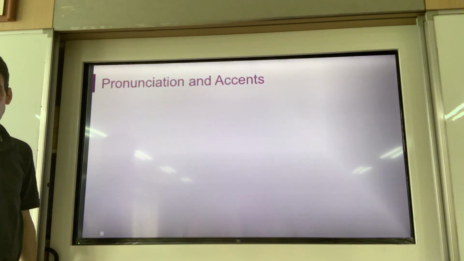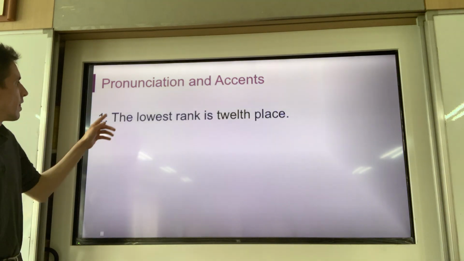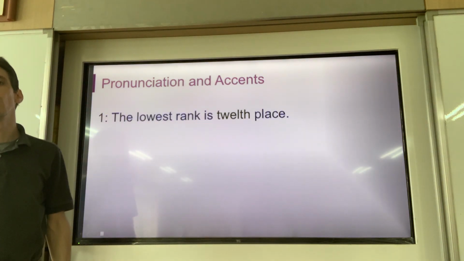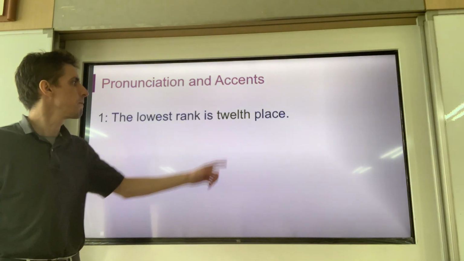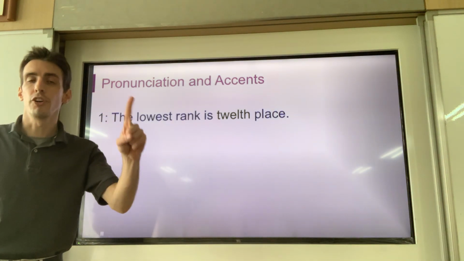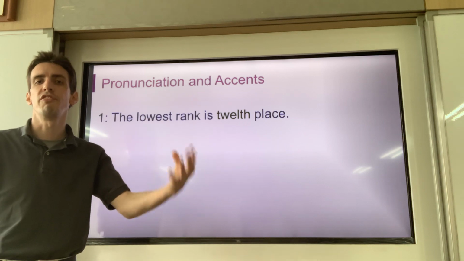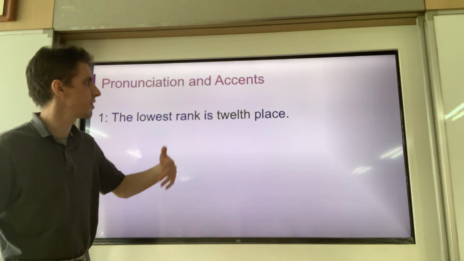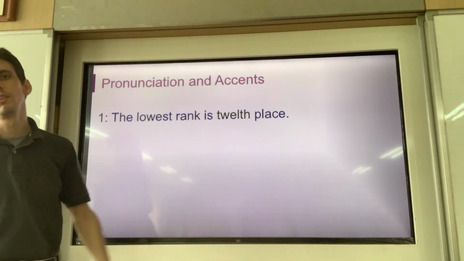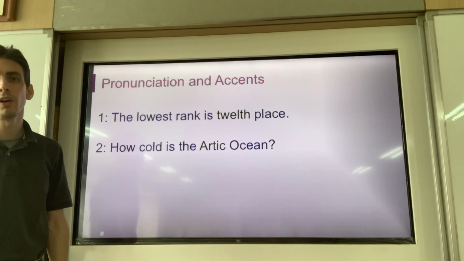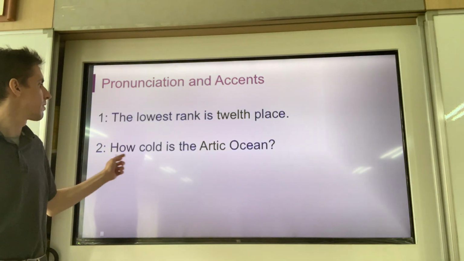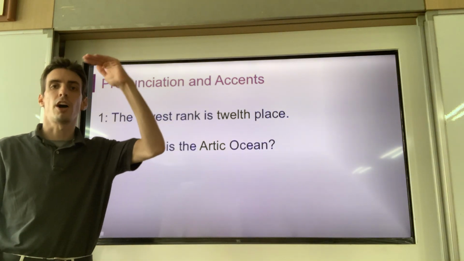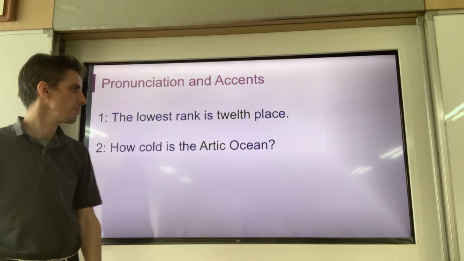Okay, next one. The lowest rank is 12th place. Is this right? So 1st, 2nd, 3rd, 4th, 5th, 6th, 7th, 8th, 9th, 10th, 11th, 12th. Is that correct? What about this? How cold is the Arctic Ocean? The Arctic Ocean is at the top of Earth.